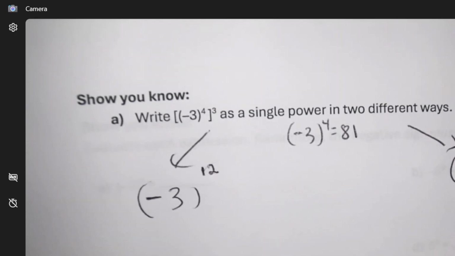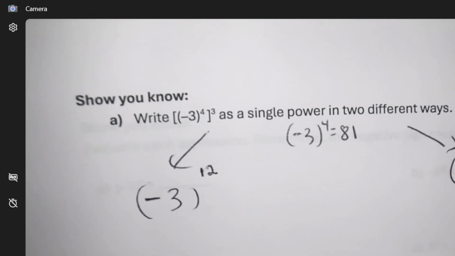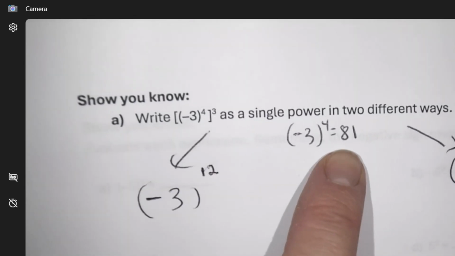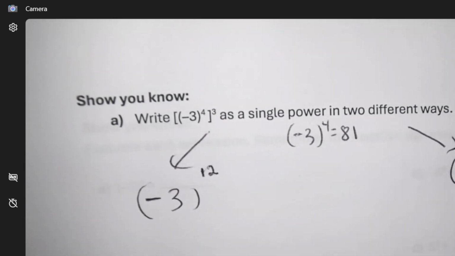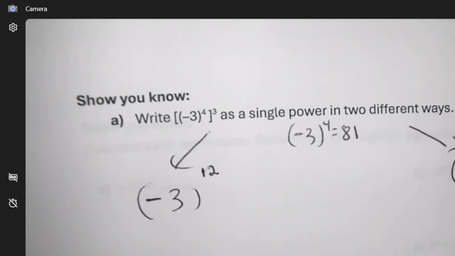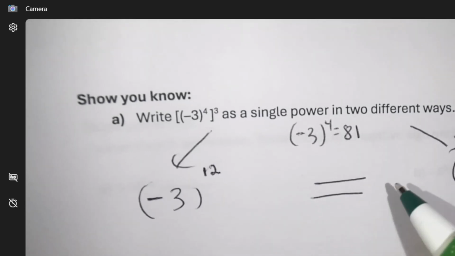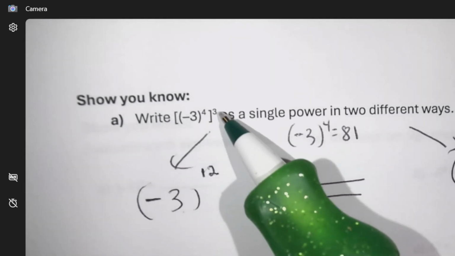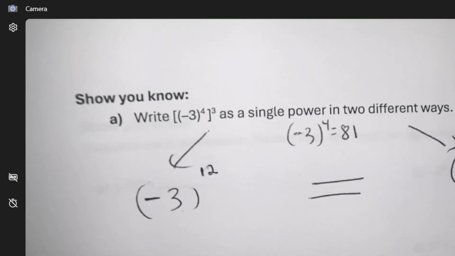And then I would still have to cube it, because I just did that to be 81, and then the 81 would still have to get cubed. Should these be the same number in our calculator? Yes. These should be equal to each other because it is the same question. We just wrote it in two different ways. So here I did the exponents, and here I evaluated the inside before the exponent.